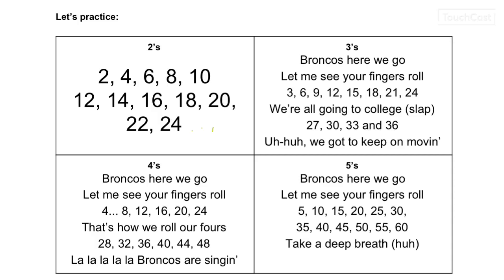4s, Broncos, here we go. Let me see your fingers roll. 4, 8, 12, 16, 20, 24. That's how we roll our 4s. 28, 32, 36, 40, 44, 48. La, la, la, la, la.